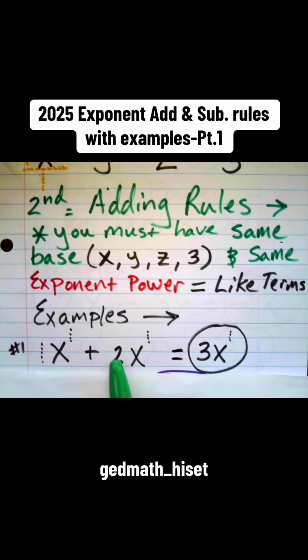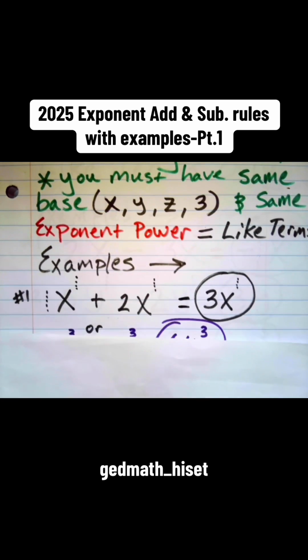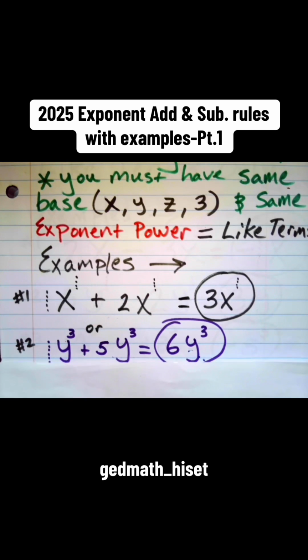1 plus 2 equals 3. These x's are attached through multiplication, so we're going to keep that in our answer. You could write this answer as 3x, and you can even show that invisible 1, or you can just write a 1 here. They all mean the exact same thing. So hopefully that's helping out a little bit. Number 2. Let's take a look at example number 2.